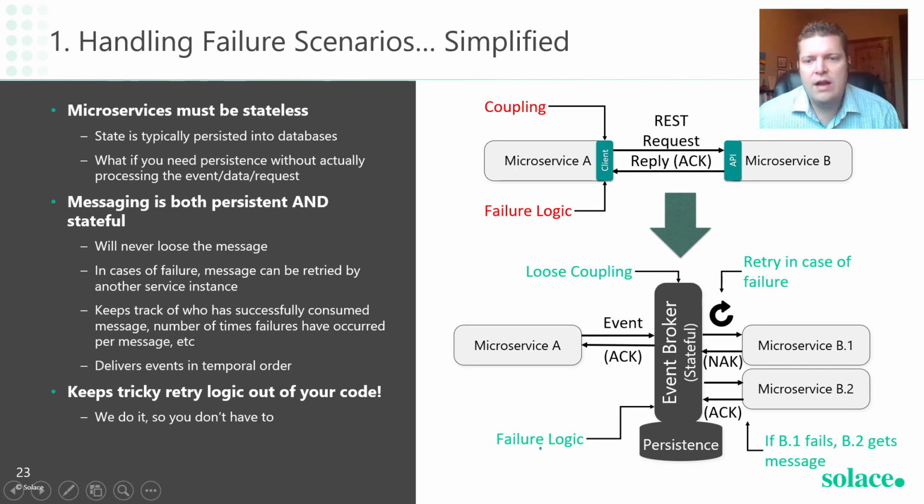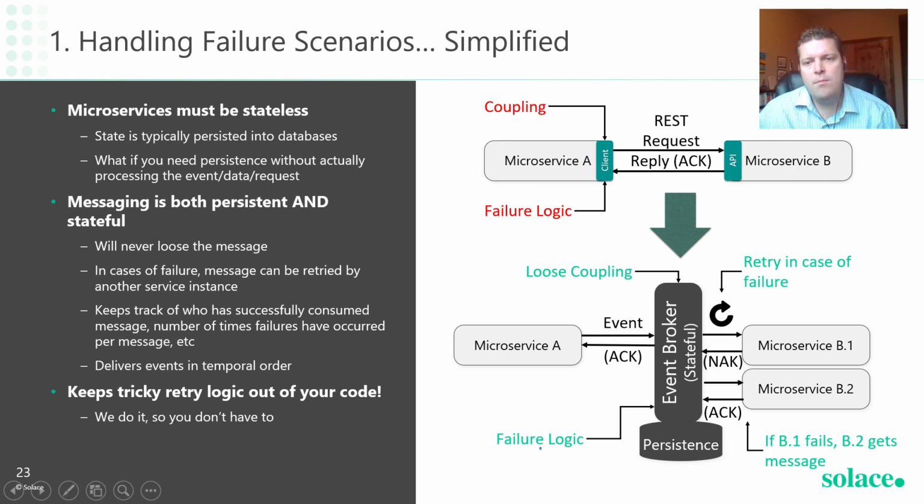Now, if we look at this with an event broker, the same interaction being event-driven, essentially you fire an event. When the event broker receives that event, it sends an acknowledgement. This acknowledgement just means that the event broker has persisted it, such that in the case of an event broker failure, the message won't be lost. Then these different microservice instances can ack and nack that message. And in the case of a failure, for instance of microservice instance B.1, that will be retried and routed to another microservice instance.